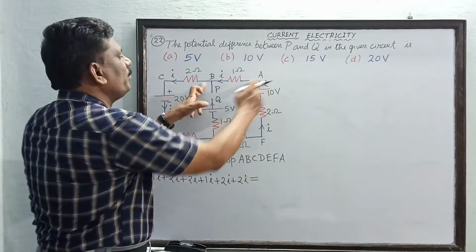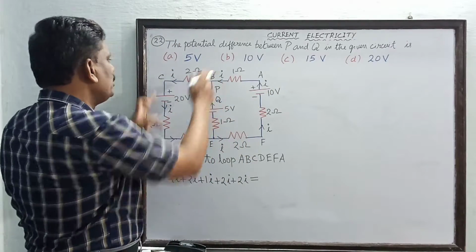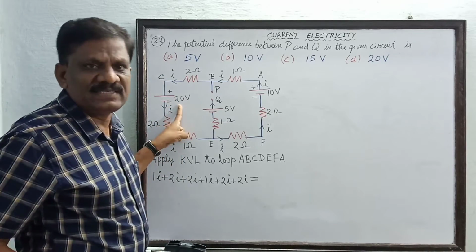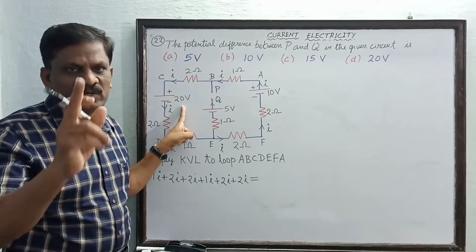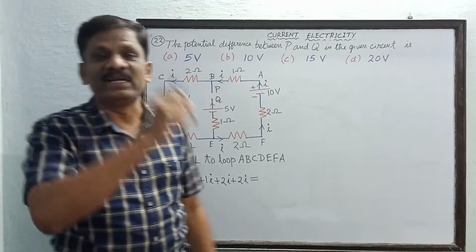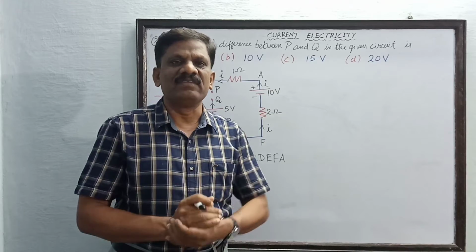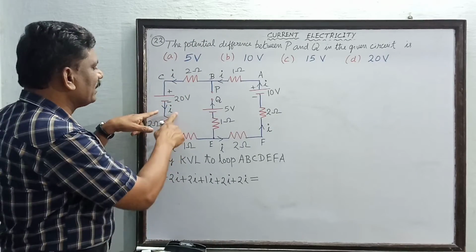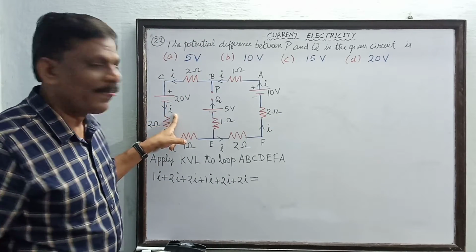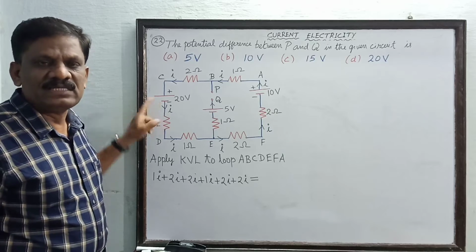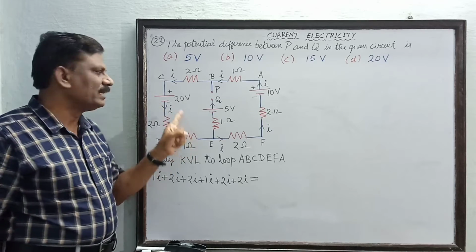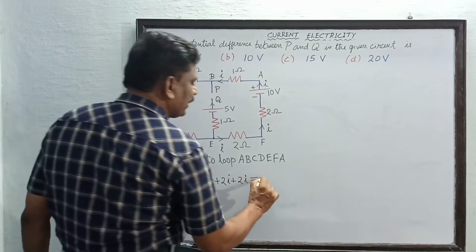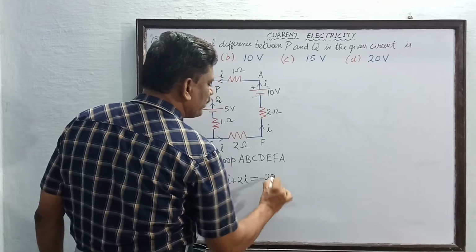We start from A to B, there is no battery. B to C also, there is no cell or battery. But C to D, there is a cell and its EMF is 20 volt. Whether it is plus 20 or minus 20, you have to understand by applying the sign conventions. According to the sign conventions, current I is leaving which terminal of the battery? It is the negative terminal. Since the current I leaves the negative terminal of this cell, this EMF is minus 20. So on the right hand side, I will write this is equal to minus 20.